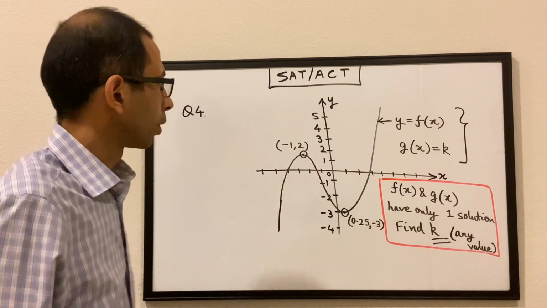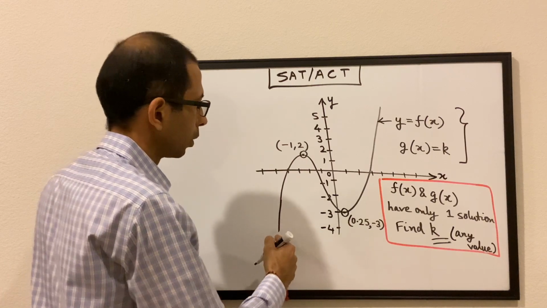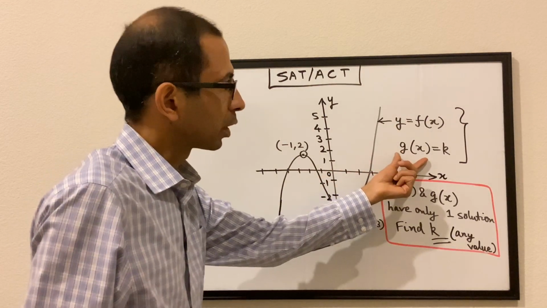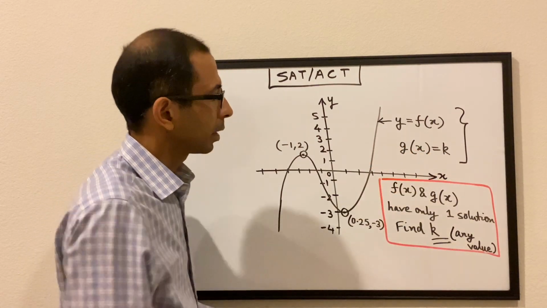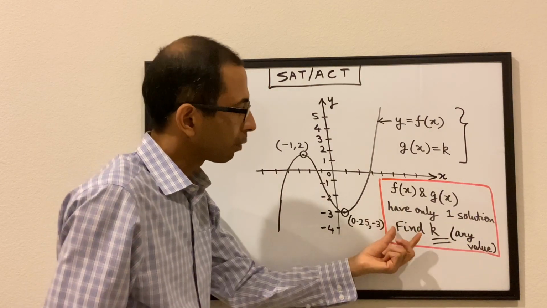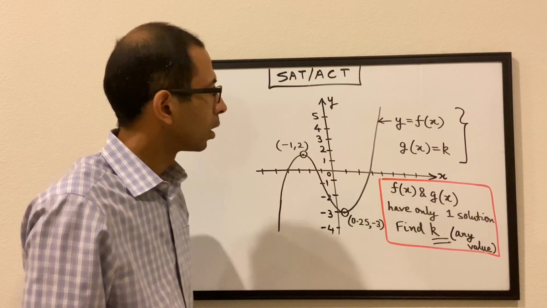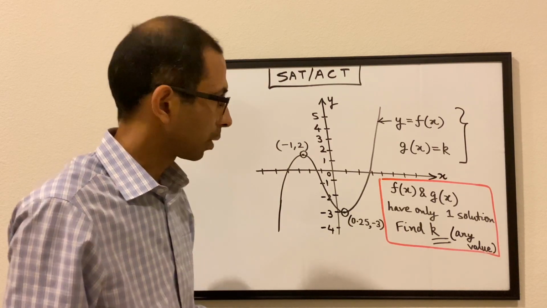Okay, question number 4. So we have a function y is equal to f(x) as shown on the board, right? And there's another function g(x) is equal to k, okay? And it is given that f(x) and g(x) can have only one solution, and we have to find any one value of k, right? So before we get started here, we need to understand a couple of things.